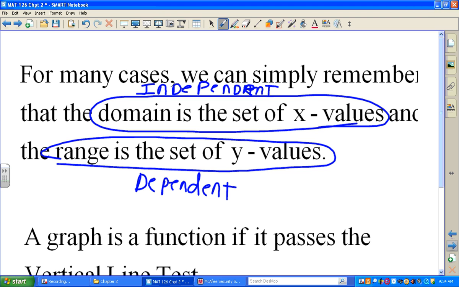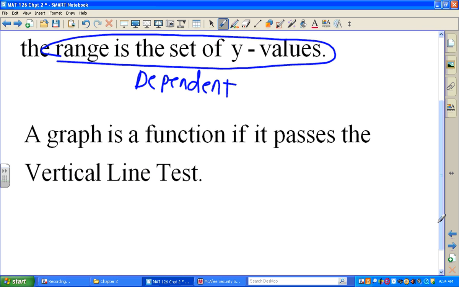Nice. A graph is a function if it passes the vertical line test. Ready to move on? We've already talked about that.